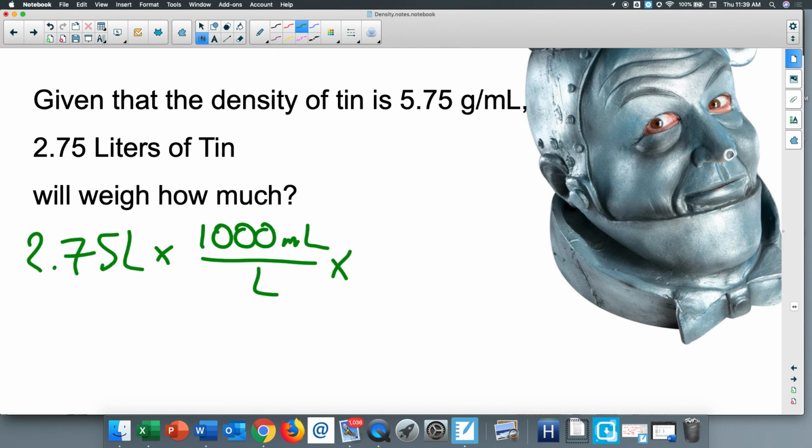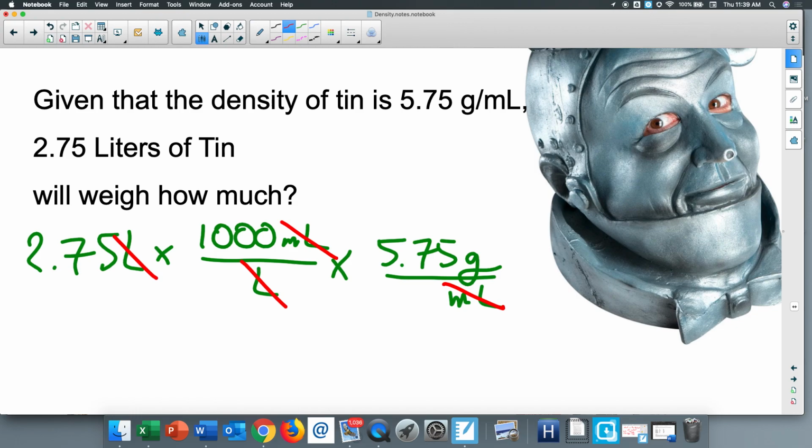Fortunately, grams is already in the top. So if I have 5.75 grams per milliliter, that's going to get grams out. Because right now, if you look this over, milliliters is going to cancel out. By the way, that's a ninja slicing. And liters is going to slice out. And that's going to leave me with just the grams.